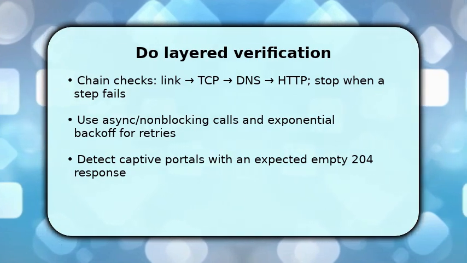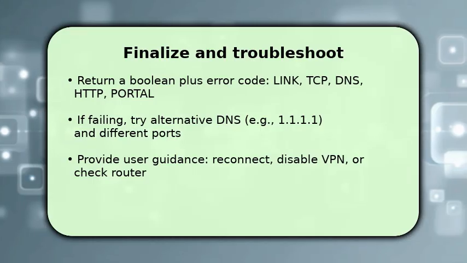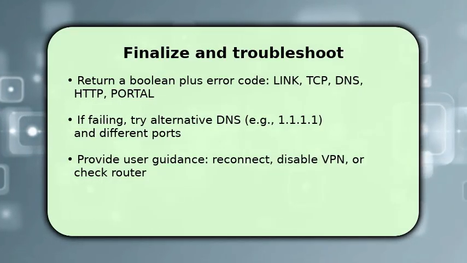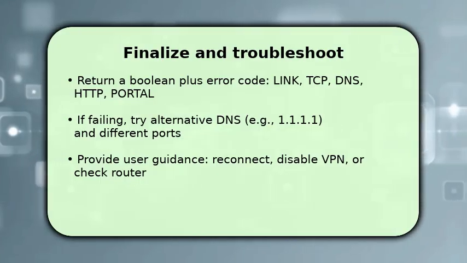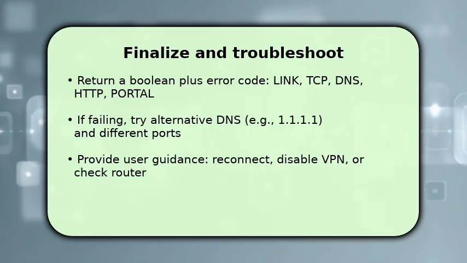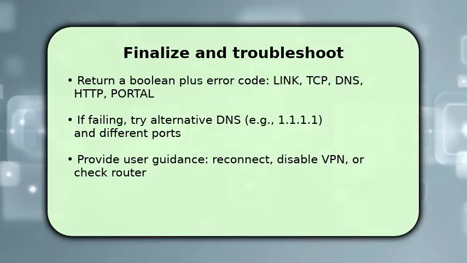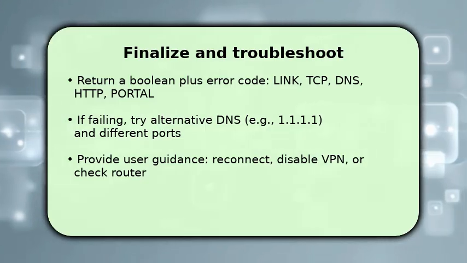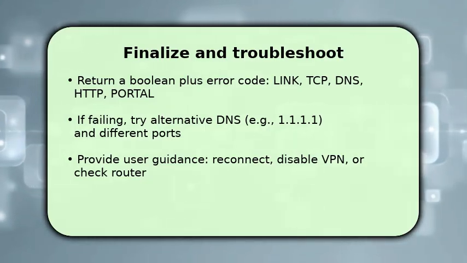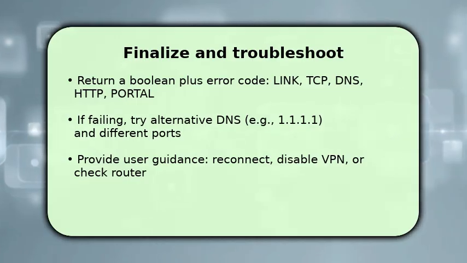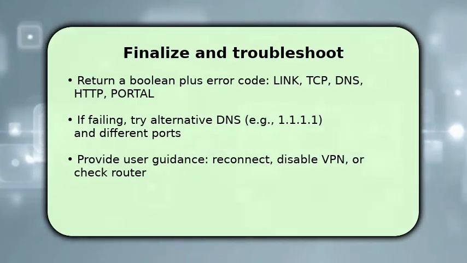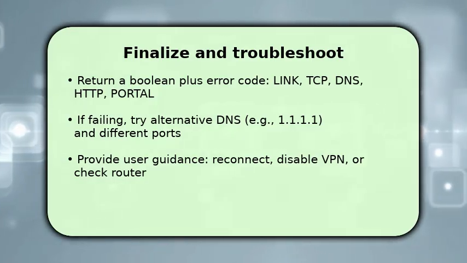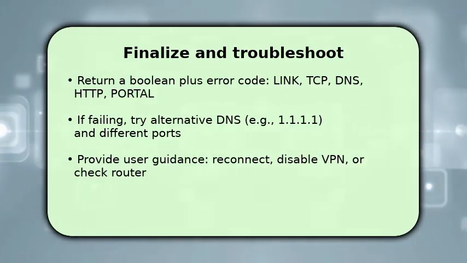You finish by consolidating results into a clear outcome, success or a specific failure reason like DNS or captive portal. If DNS fails, retry against 1.1.1.1. If TCP fails, test a different port or remote host. If a portal is detected, prompt the user to open a browser to authenticate. Make sure to cache short-lived success for a few seconds to avoid repeated checks. If things go wrong, advise reconnecting the interface, disabling VPNs temporarily, or rebooting the router.